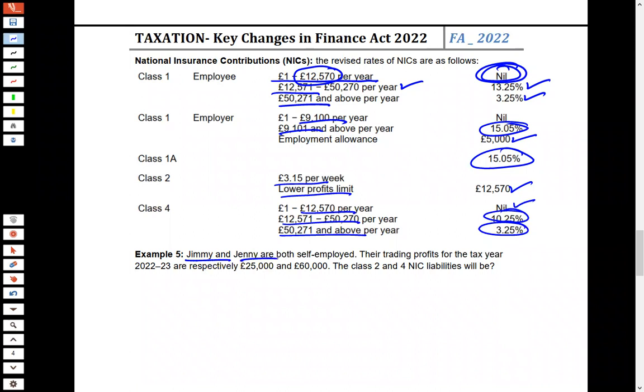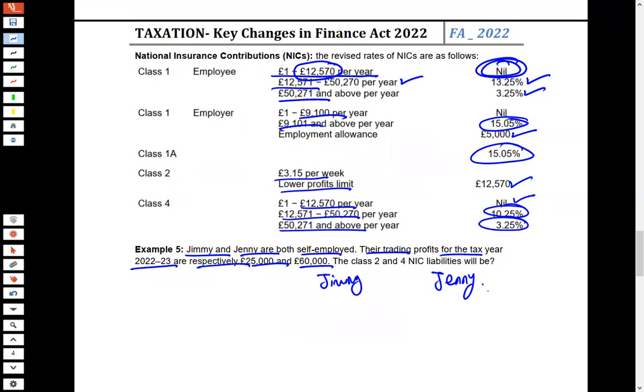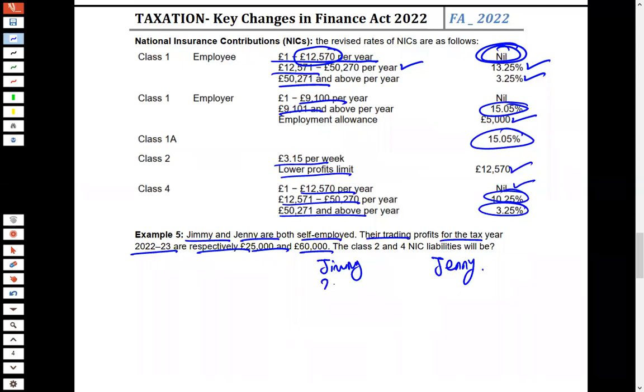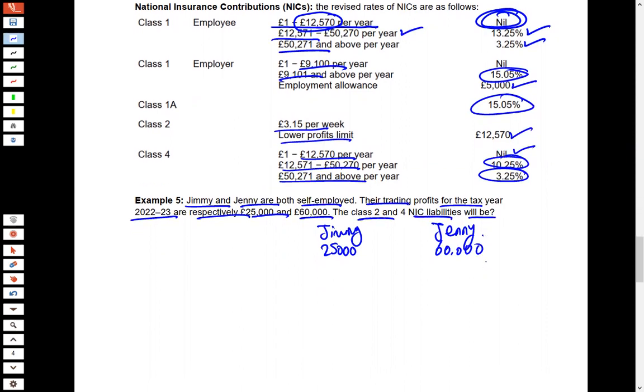So Jimmy and Jenny are both self-employed. Their trading profits for the tax year 22-23 respectively are 25,000 and 60,000. The class 2 and 4 NIC liabilities will be?